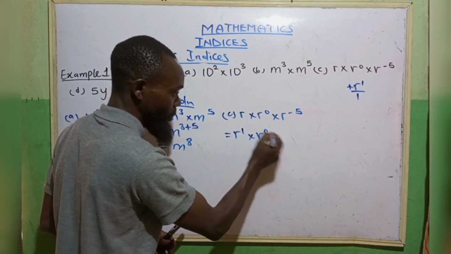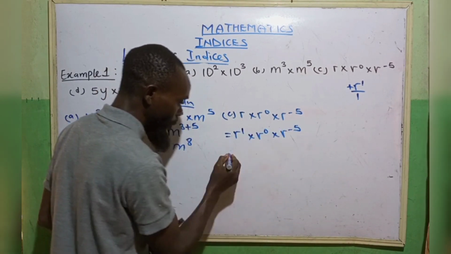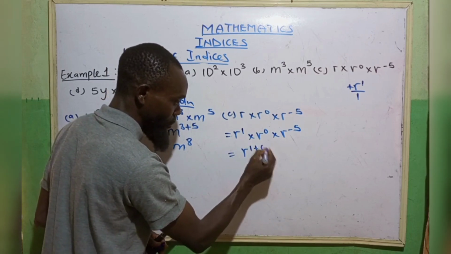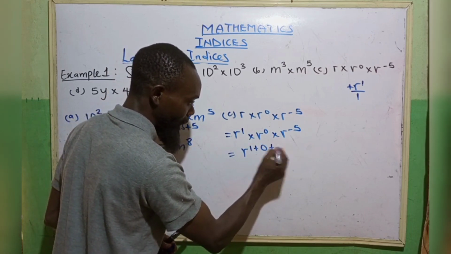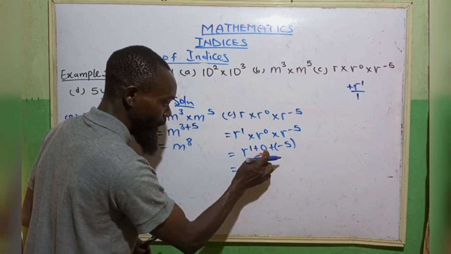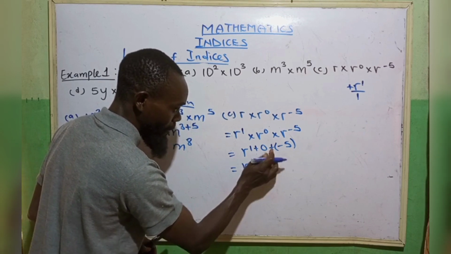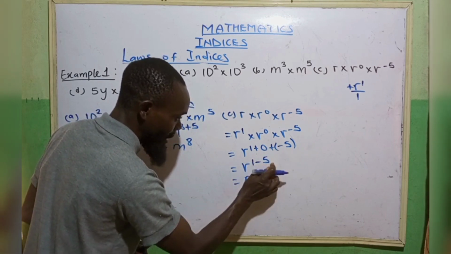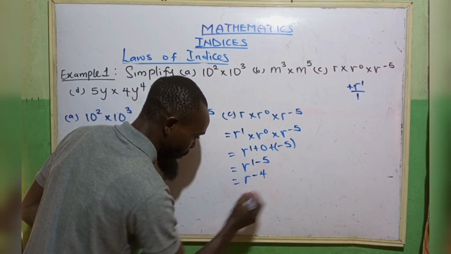then times r raised to power 0 times r raised to power minus 5. So pick one r raised to power 1. This multiplication changes to addition plus 0. Then this one changes to addition plus minus 5. Open and close the brackets. So r raised to power 1 plus 0 we have 1. Plus times minus, minus 5. So we have r raised to power 1 minus 5, we have minus 4.